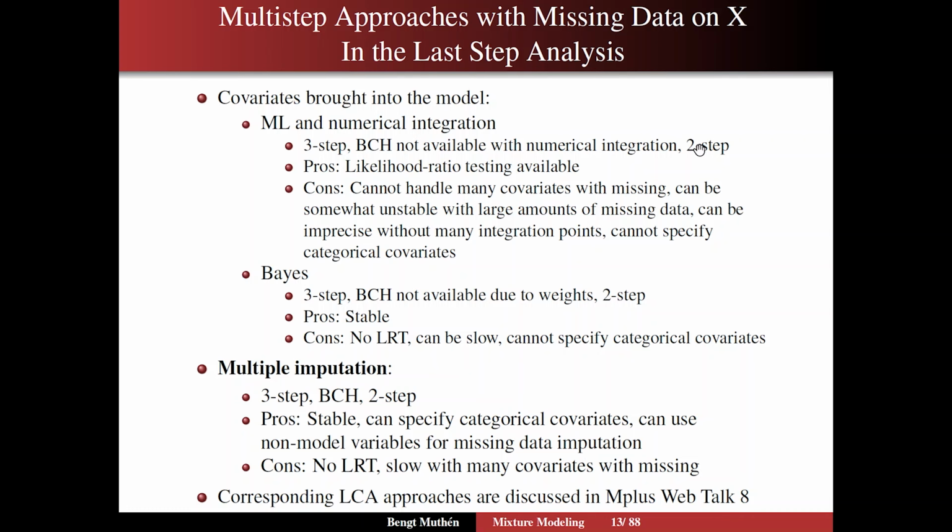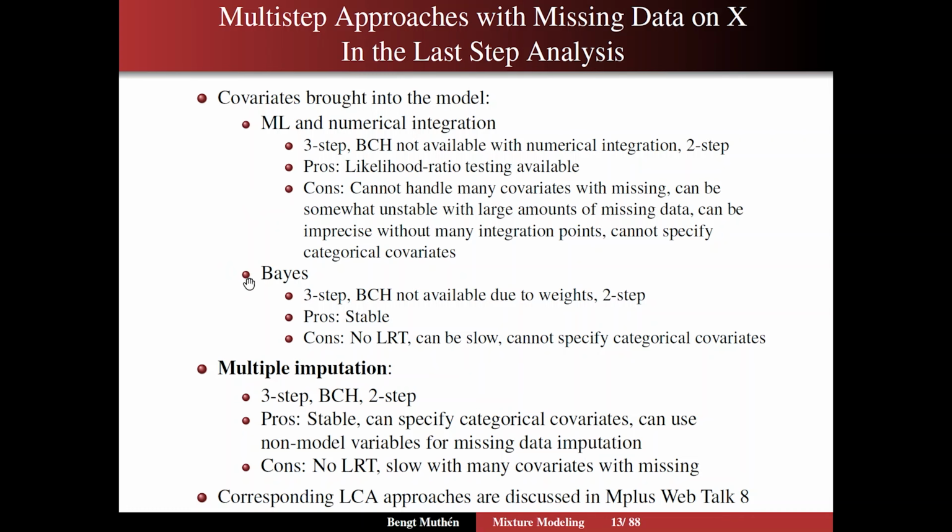Two-step works as well. So the advantage here of ML is, of course, that we have likelihood ratio testing. The disadvantage is that you have a hard time handling many covariates with missing data. It can be somewhat unstable with large amounts of missing data, and can be imprecise without many integration points. And we cannot specify that the covariates are categorical when that is the case. Remember the binary x1 variable.